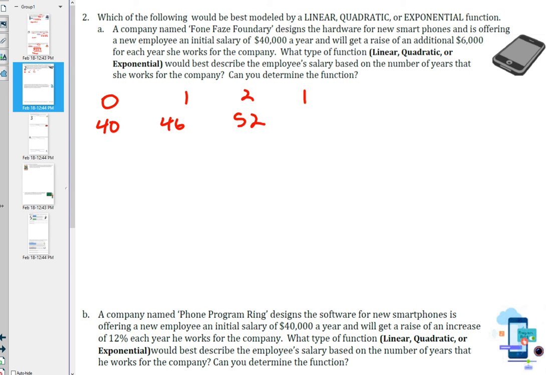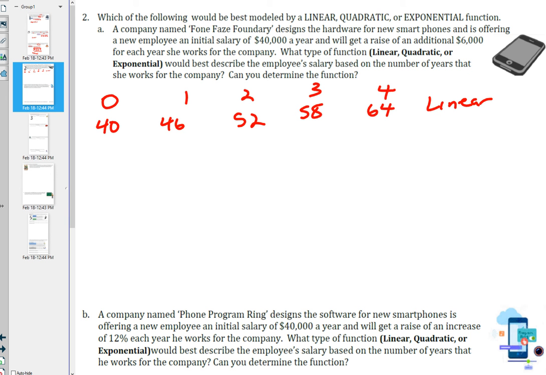And that's not a bad raise too. 6,000 a year is pretty nice. Constant. 58. What is it? 64. Blah blah blah. So can we tell what type of model this is? If it's going up the same constant amount each year of 6,000, it is going to be linear.